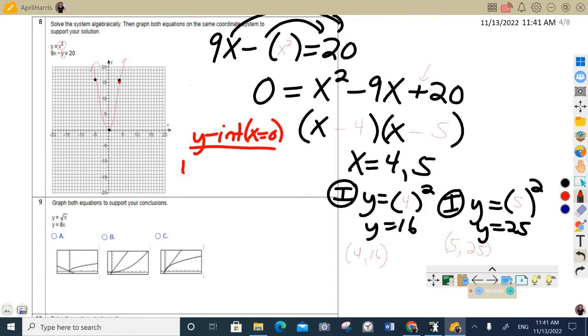So in the second equation, I'm going to let x be 0. 9 times 0 is 0, and I have negative y equals 20. Divide both sides by negative 1, and you get y equals negative 20. So that's my y-intercept. And so then we know it crosses up here at 0, negative 20. And the other crossing point would be up here off the charts. You can't see that on this graph.